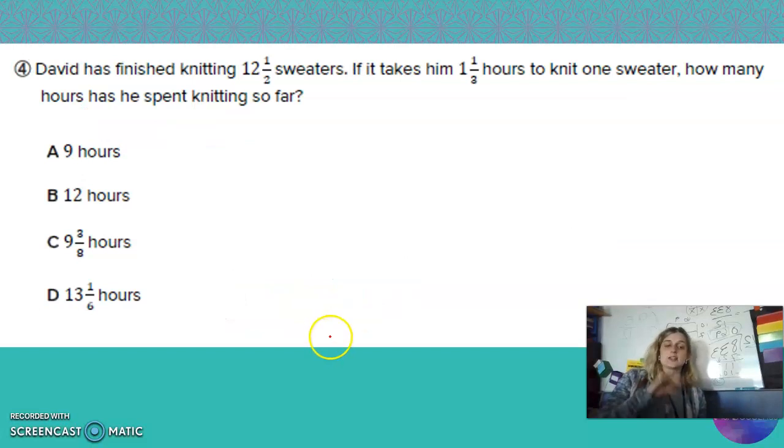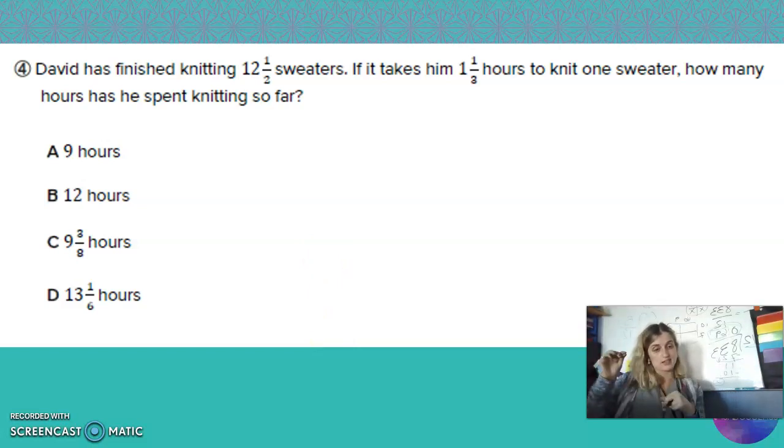Last one. This one is ridiculous because I knit. That's like when you have the 2 needles and you like make stuff. I just think it's really silly because it takes me like a month to make a sweater. And this says that it takes him an hour and a third, like, no, that is not accurate. But those are the numbers in the problem, so we'll still do the problem even though that's very inaccurate because it takes way longer to knit a sweater.